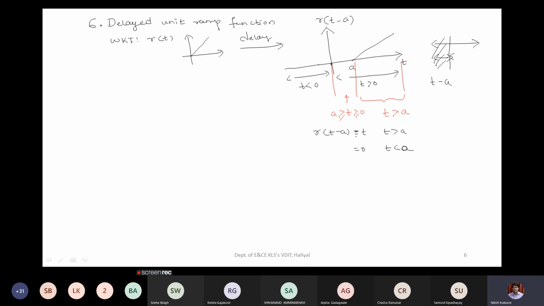Yes, are you all following this graphical notation? Yes, sir.